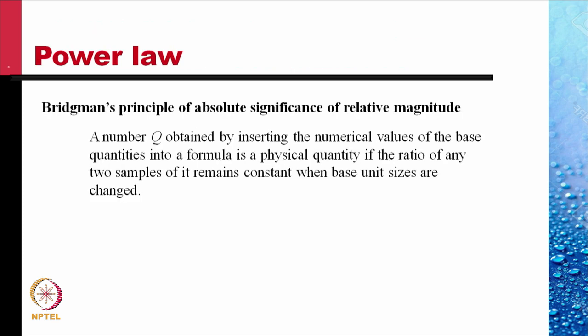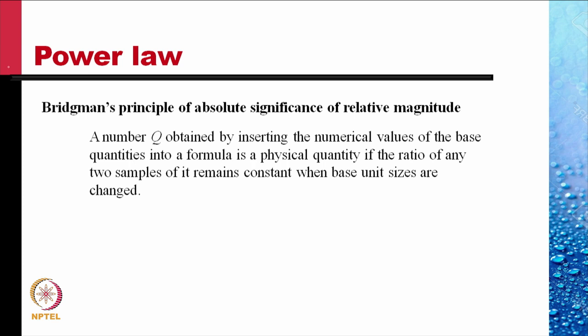Now, there is a famous rule or famous principle due to Bridgman which says a number q obtained by inserting the numerical values of the base quantities into a formula is a physical quantity if and only if the ratio of any two samples of it remains constant when the base unit sizes are changed. The principle of absolute significance of the relative magnitude.